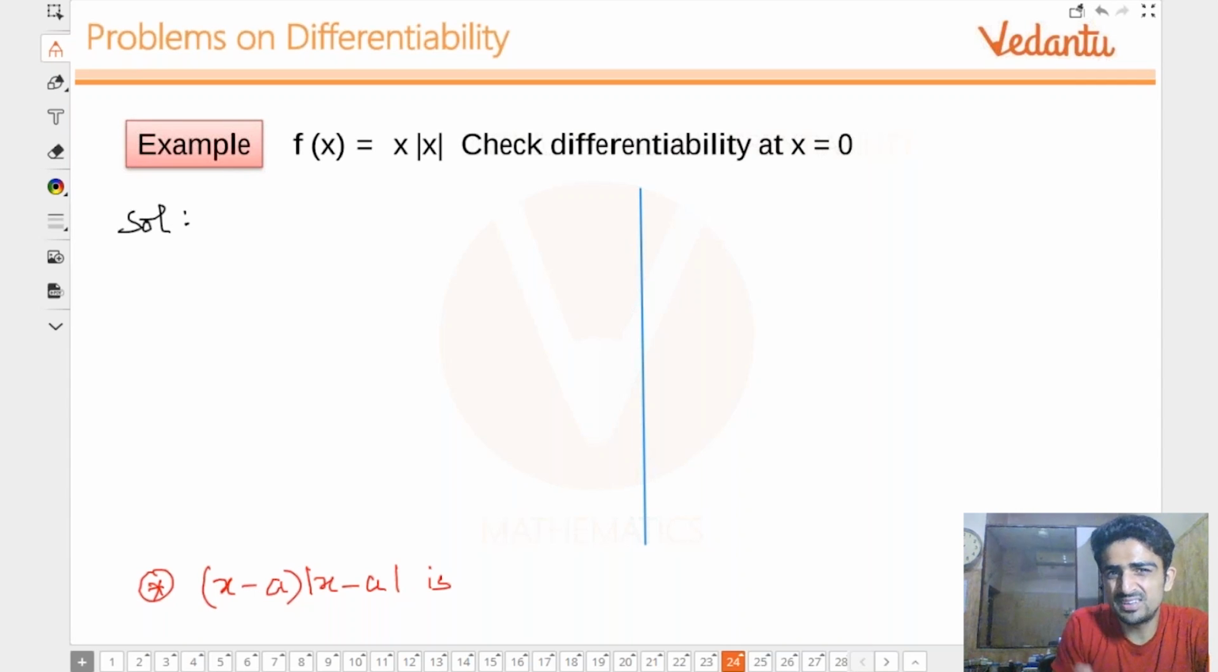Vignesh, it is clearly continuous, beta. Why is it not continuous? At 0, the right hand limit and left hand limit, both are 0. Why should it be discontinuous?